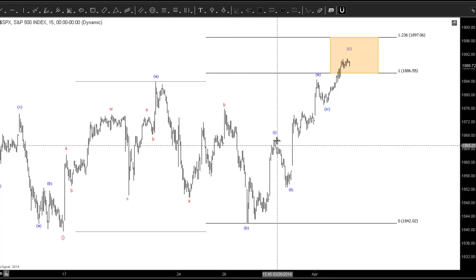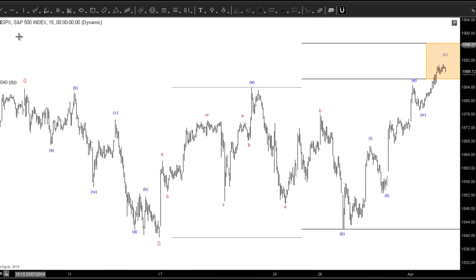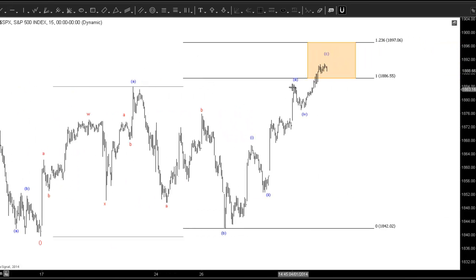So it started rallying again, and now we have a new high above the initial high at 1884, which by the way did give us a marginal new high above this previous peak. So we will talk about that in a few seconds, but now we have a new high above this level. And we have hit the equal legs also at 1886.55. So the index has entered this orange area.